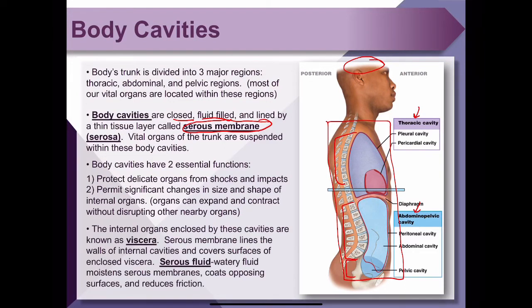So, a general term used to refer to organs within our body is called viscera. Okay. Viscera means organs. So any organs, we call them viscera. There are serous membranes that line the inside of the cavity and also the surfaces of enclosed viscera. Okay, so there are actually 2 layers when we're talking about serous membrane a lot of times.